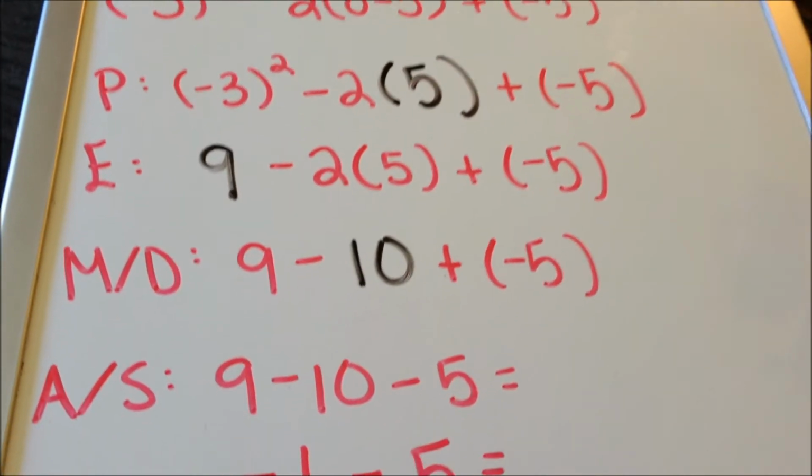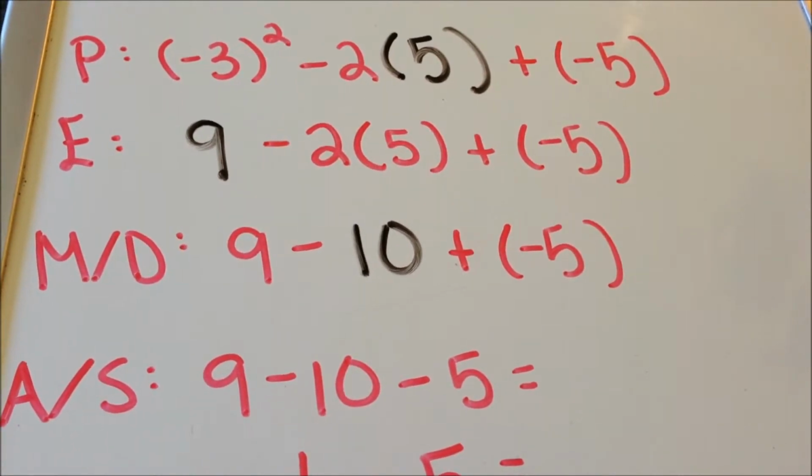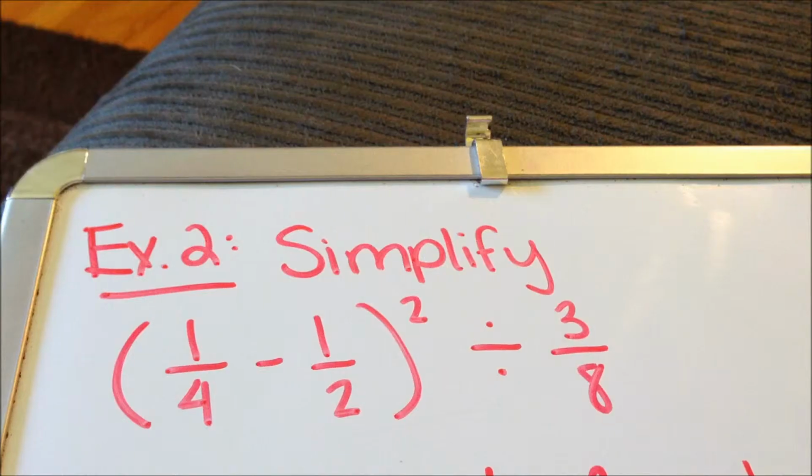And then finally, do we have any addition and subtraction? Yes. 9 minus 10 minus 5. That would be negative 1 minus 5, which gives us negative 6.